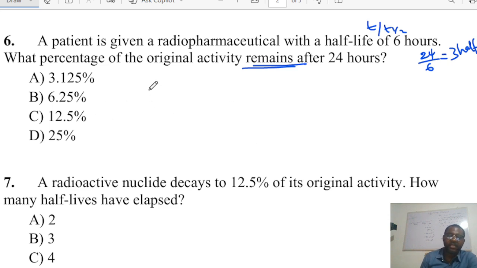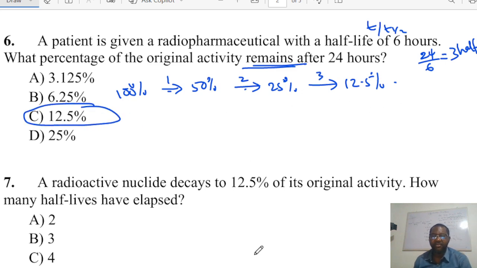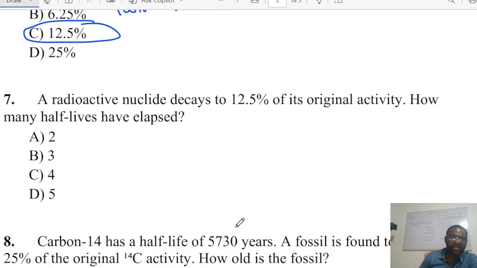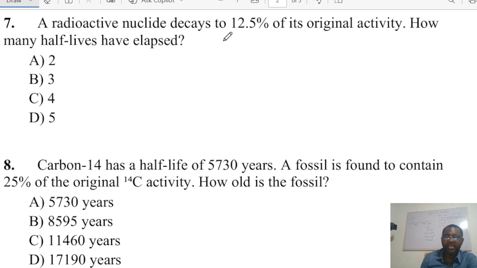Now we want to find the percentage. The full percent is 100%, so we keep dividing by 2 until we get to 3 half-lives. Divide by 2 is 50%. We divide by 2 again, that will be 25%. Divide by 2, that will be 12.5%. 1, 2, 3. So we have 3 half-lives. So the answer is C, 12.5%.